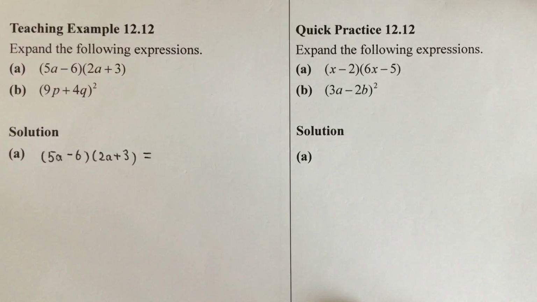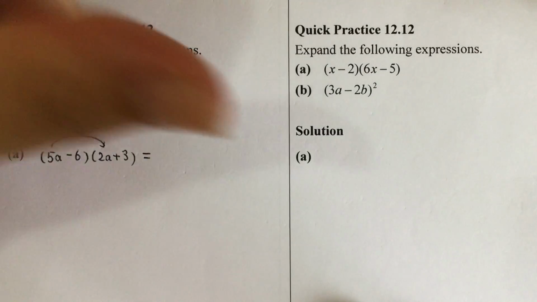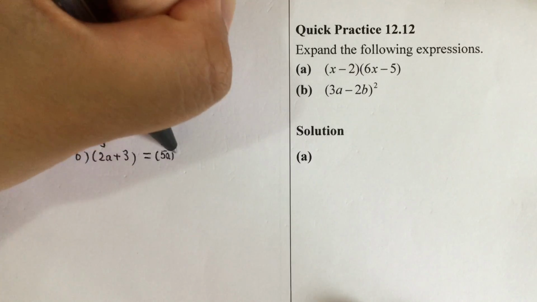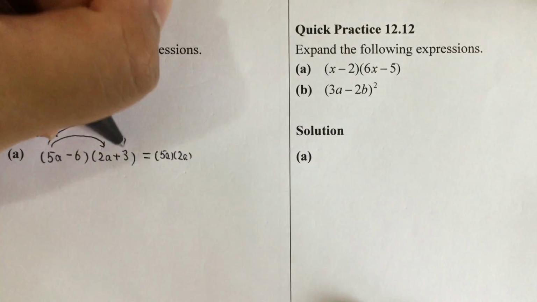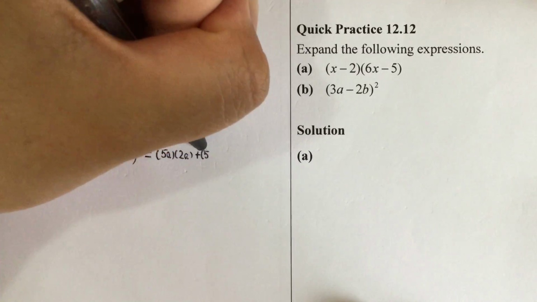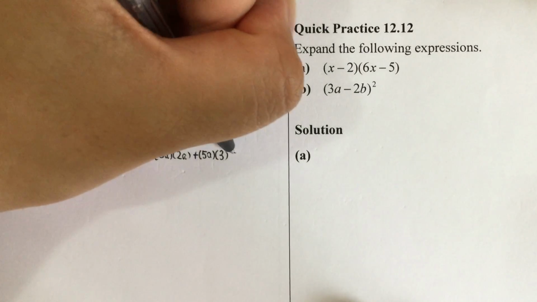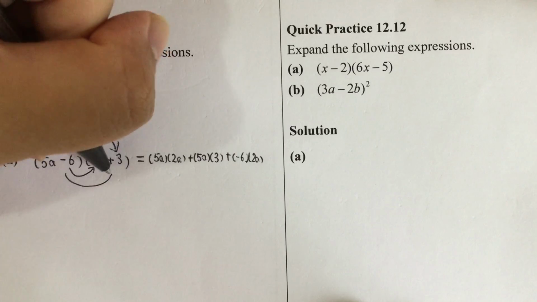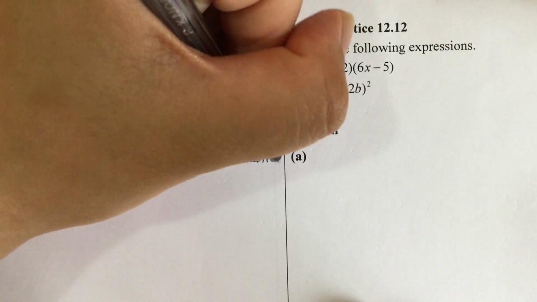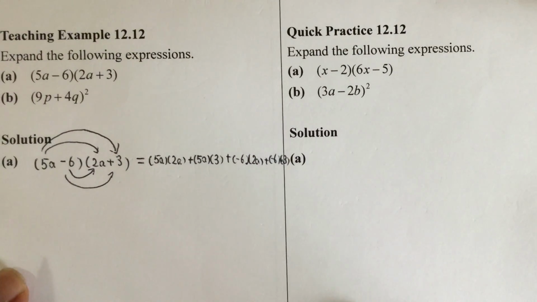Let's do it in 4 steps. First of all, we have the first arrow. This is 5a times 2a. The second arrow, we have 5a times 3, so this is plus 5a times 3. The third arrow is negative 6 times 2a. And the final one is negative 6 times 3. Okay, so we have these 4 things.